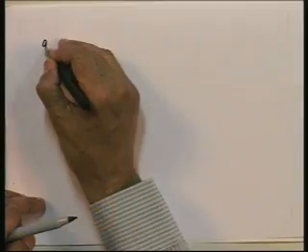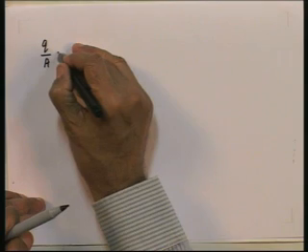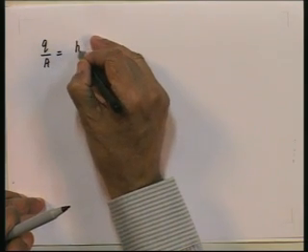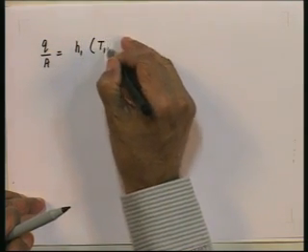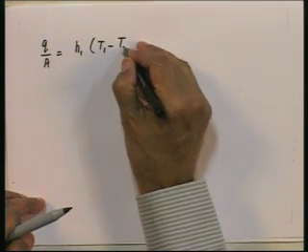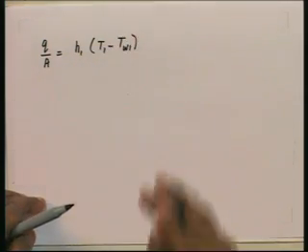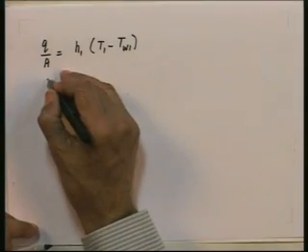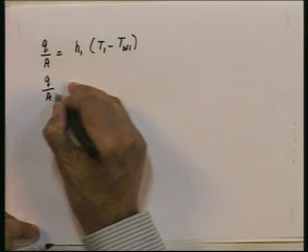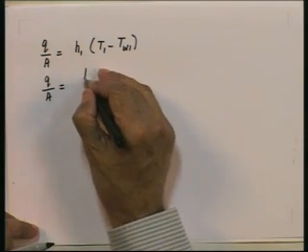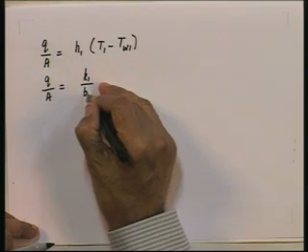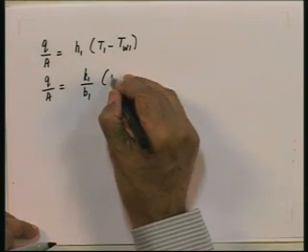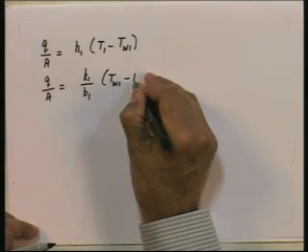What will we get? Starting with the left side again, going from left to right, Q by A is equal to H1 times (T1 minus TW1). TW1 is the temperature of the surface on the left side. Then for the first slab, Q by A is equal to K1 by B1 times (TW1 minus TW2).